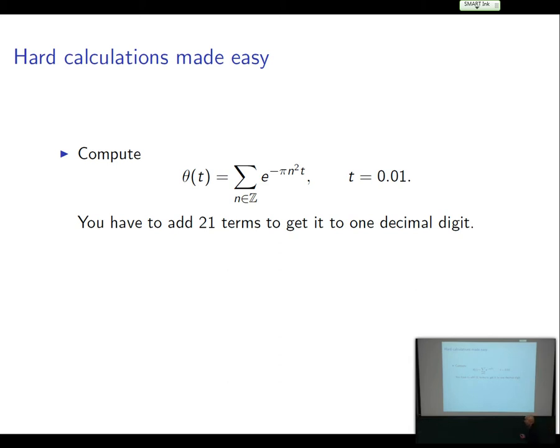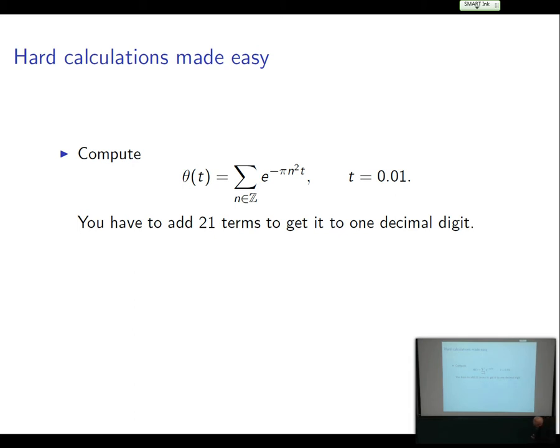Now, I know it's a hard question. Imagine you want to compute this function at t equal to 1/100. The function is a very famous one, the theta function, one of the families of theta series defined by Jacobi. You're summing over all integers those exponentials, which go by n squared instead of n. And you want to know the value of this theta function at t equal to 1/100.